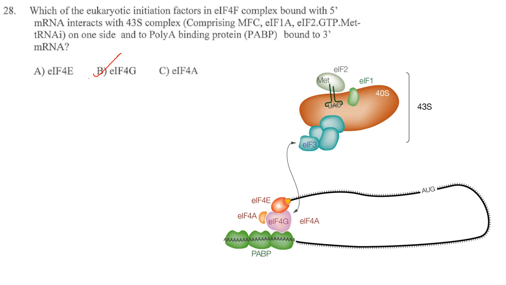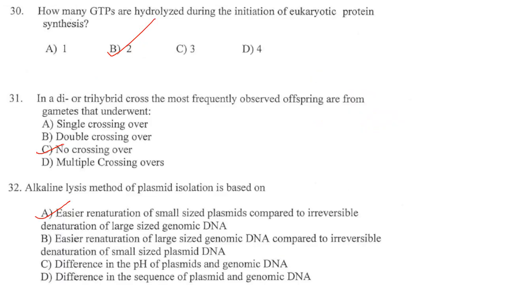So the answer here is option B, EIF4G. Then next one. How many GTPs are hydrolyzed during the initiation of eukaryotic protein synthesis? It is 2. In a dihybrid or trihybrid cross, the most frequently observed offspring are from gametes that underwent no crossing over, and that is your parental gametes. So answer is option C.